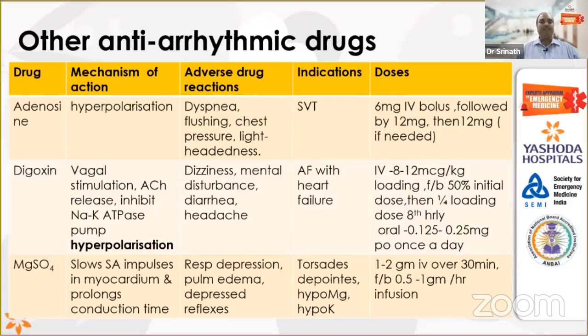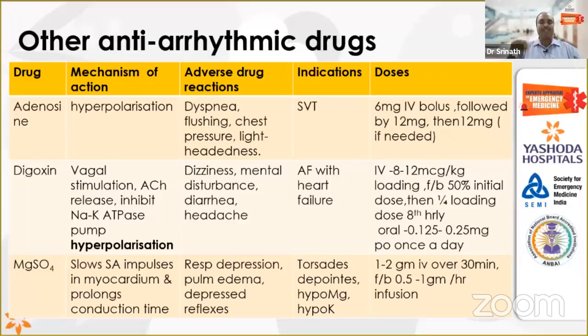What is the next commonly used drug? Digoxin. How does it act? It acts by vagal stimulation or acetylcholine release, or it can also act by inhibiting the sodium potassium ATPase pump. And what are the drug reactions? It can cause dizziness, mental disturbances, diarrhea, headache. And where do we use digoxin? We all use it in congestive cardiac failure and also with atrial fibrillation in a patient with congestive cardiac failure. It can be given in doses either oral or intravenous.